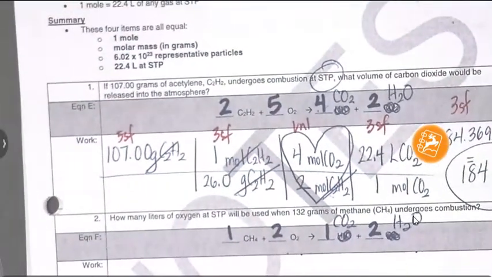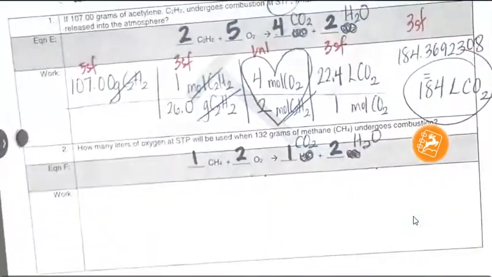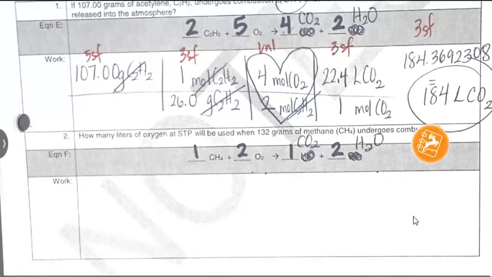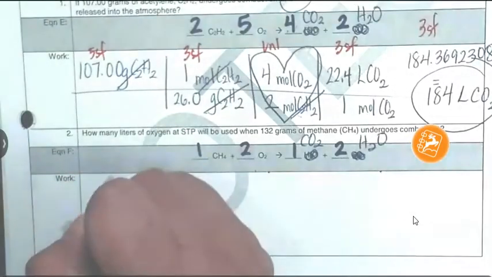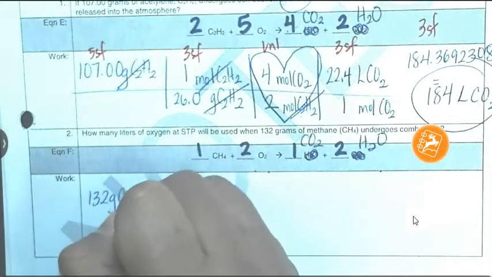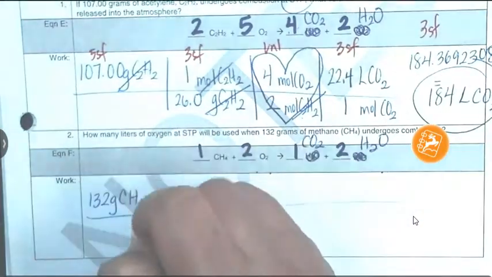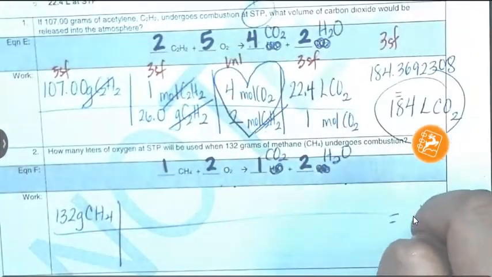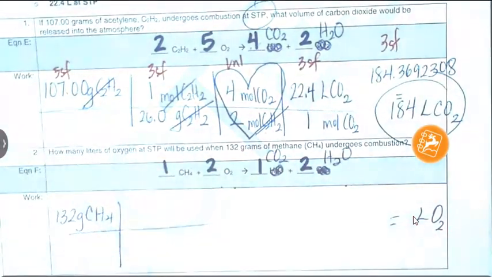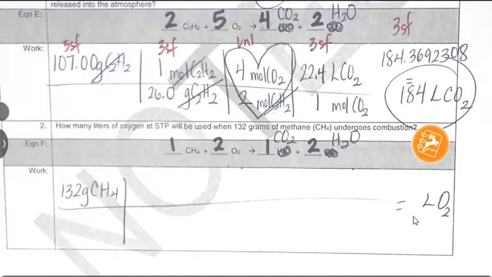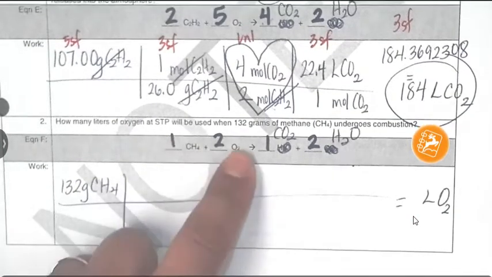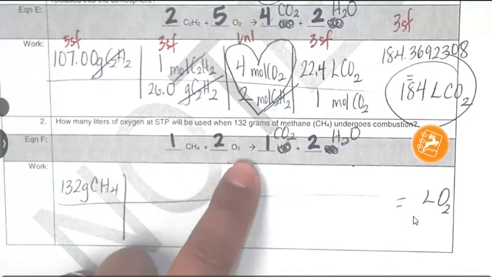So now, we're doing the last problem. How many liters of O2 at STP will be used when 132 grams of methane undergoes combustion? So I start with my given, 132 grams of CH4, and I want liters of O2. Once again, oxygen's a diatomic, but another hint would be that I look at the substance in the balanced equation. O is not written by itself, it's O2, right?